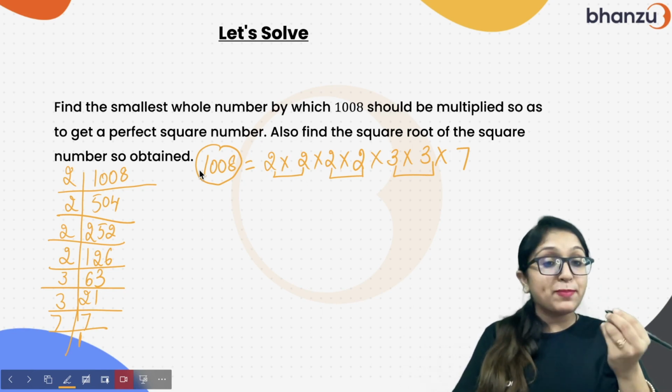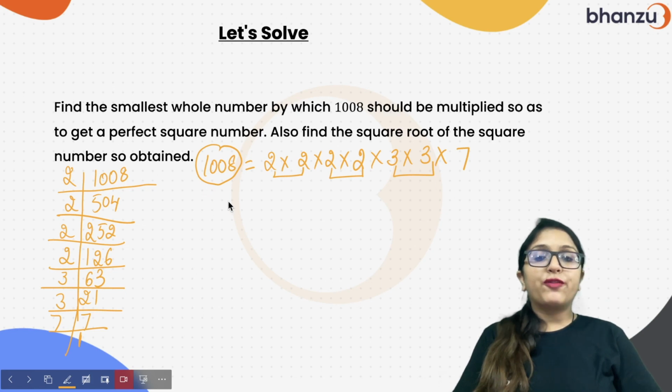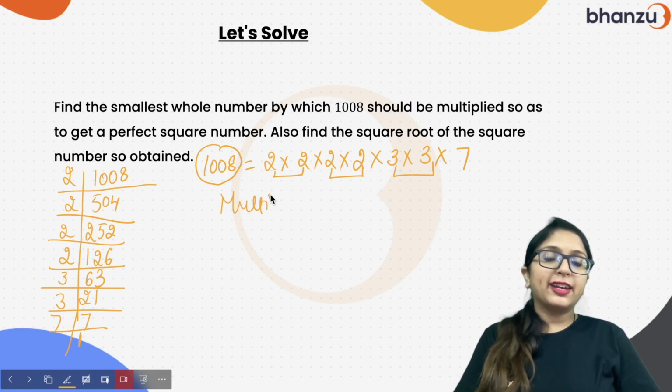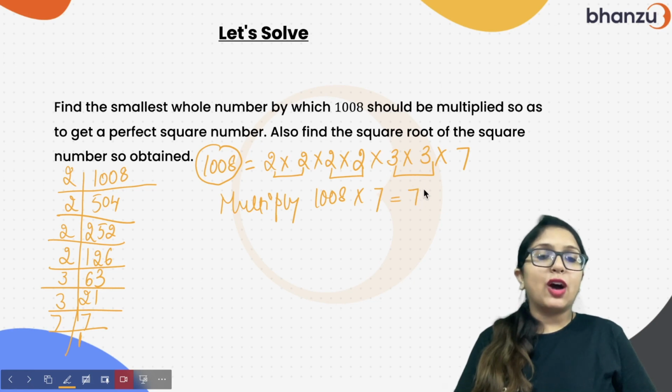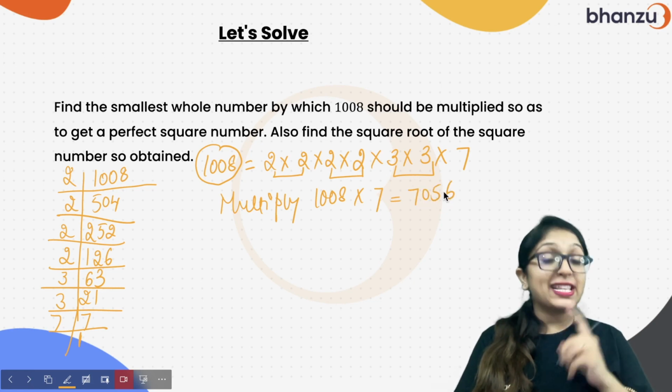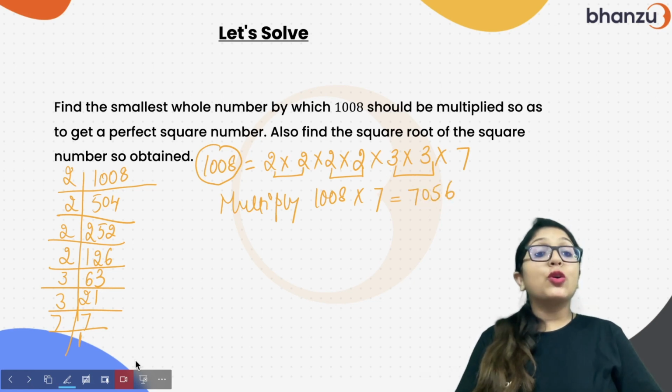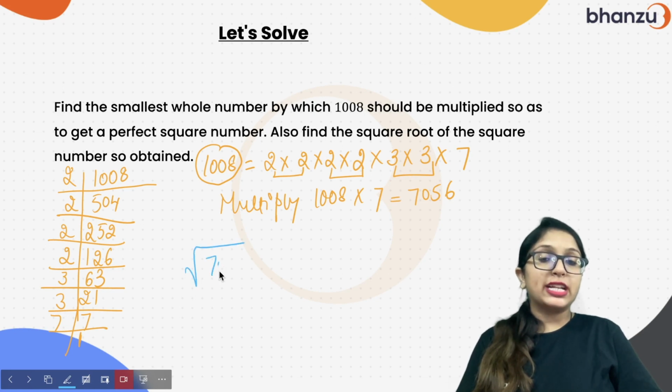So this is very simple. 7 is not making the pair. So we will multiply 1008 by 7, and when we multiply it by 7, what are we going to get? That is 7056, which is actually a perfect square. Now this is a square of what number? So let's quickly find the square root of 7056.